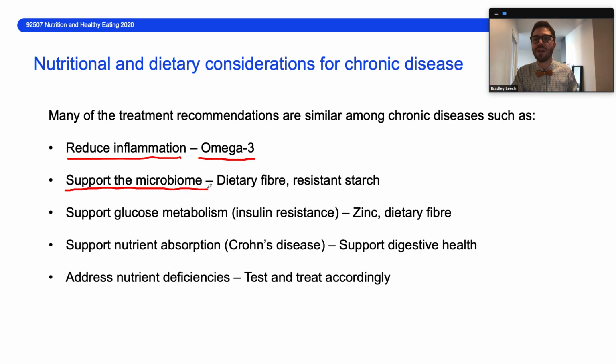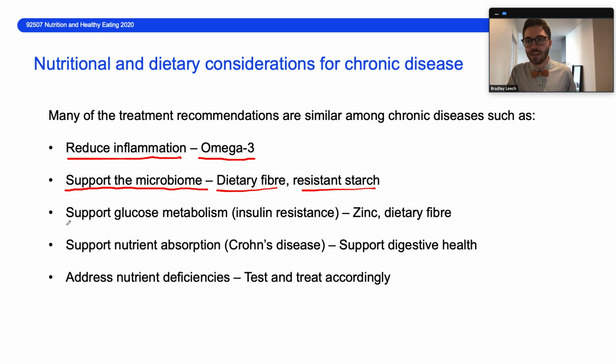What better methods than dietary fiber and resistant starch? As we learned, these two, dietary fiber and resistant starch, can be considered prebiotics. So they are food for the bacteria. Bacteria require fiber and resistant starch to thrive, and thereby, to support with chronic disease, we may want to support the bacteria within our gut using dietary fiber and resistant starch.